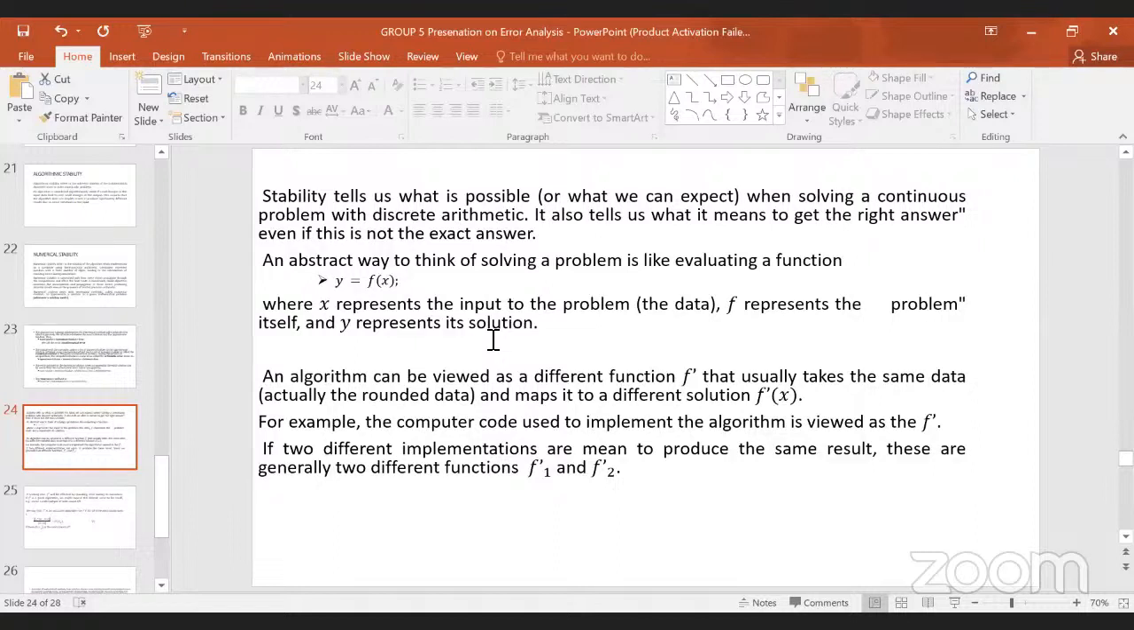An algorithm can be viewed as a different function f prime that usually takes the same data, actually the rounded data, and maps it to the different function, f prime of x rather. For example, the computer code used to implement the algorithm is viewed as the f prime, like we mentioned earlier. So if two different implementations are meant to produce the same result, these are generally two different functions, f prime subscript 1 and f prime subscript 2.